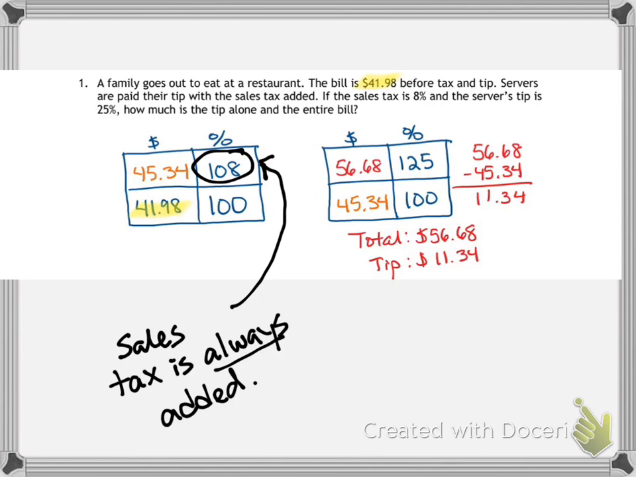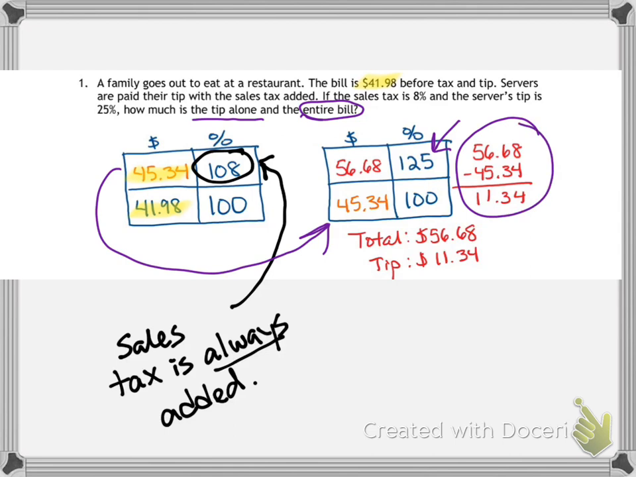I then cross multiply. 41.98 times 108, divided by 100, and I get $45.34. This number is then written over here, where I'm going to now calculate my tip. My tip is 25%, but because this question is asking for the entire bill and the tip alone, I'm going to write 125 to calculate first my total bill. 45.34 times 125 divided by 100 is $56.68. That's my total bill. And to calculate my tip, I then subtract the two numbers, and my tip becomes $11.34.